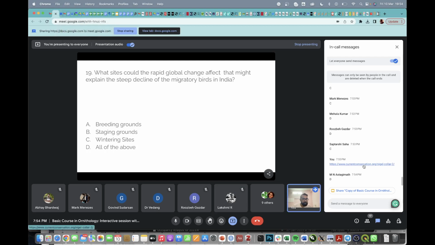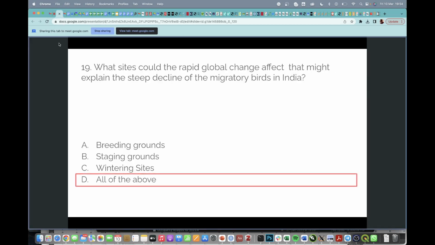Anyways, I posted a link on the chat box. Nigel Collar is the scientist who's studying bustards, and probably they also study some kind of migration in bustards. Probably do check. Yeah, the answer is all of the above. It's a very general answer question.